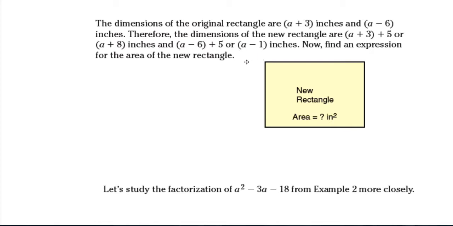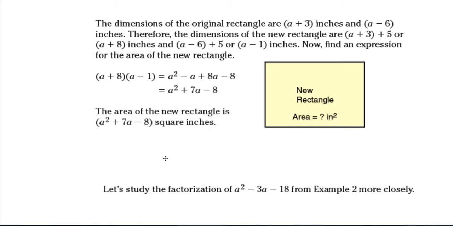Now find the expression for the area of the new rectangle. So all we need to do is get those two binomials, and we simply multiply them using the FOIL method. So the area of our new rectangle is a squared plus 7a minus 8. Okay, fairly simple.